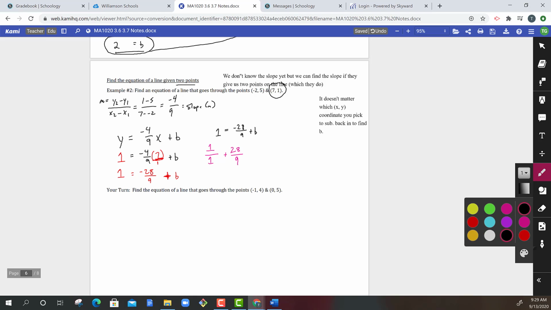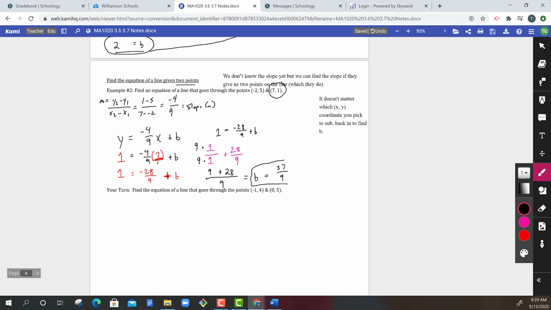Here you need a common denominator, which would be 9. Whatever you do to the bottom, you do to the top. So we get 9 plus 28 over the common denominator, and that's going to be our b value, which in this case simplifies to 37/9. So there's our b value. We've already got our slope. So the equation for this problem is y = -4/9 x plus 37/9.